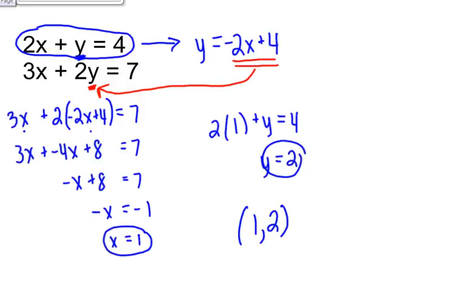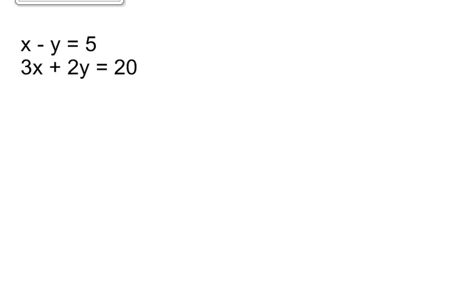Here's one more example for you. Using the substitution method, we've got the equation x minus y equals 5 and 3x plus 2y equals 20. So remember, we want to pick the equation that has at least one variable without a coefficient. So that's going to be my first equation. Now we want to think of this y as having a coefficient of negative 1. So that means that I'm going to try and get the x by itself.